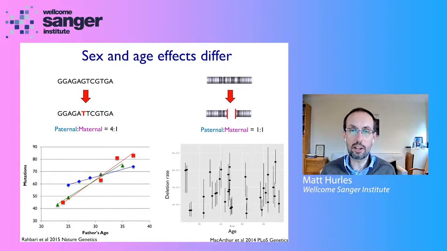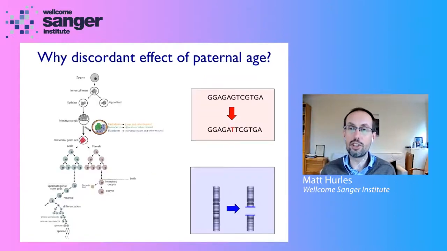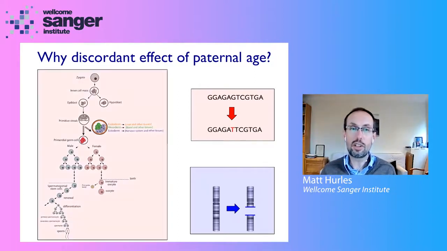And this is where we can go back to looking at the journey that DNA takes as it goes from one generation to the next. And one thing I didn't tell you is that these single base changes, where we see big effects of sex and of age, those mutation processes can occur at any one of these cellular generations. So they can occur throughout.